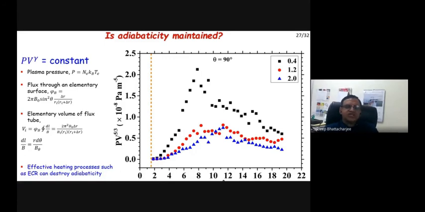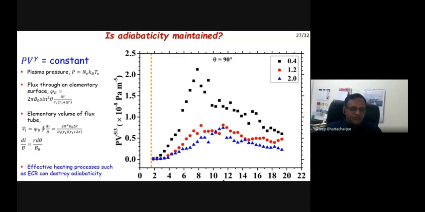So the last question is: is adiabaticity maintained? Remember, in the first slide or so, I talked about how dipole confinement is a very unique confinement. It follows PV to the power gamma is constant. Unlike a Tokamak confinement, which mainly follows magnetic shear and curvature and all that, here adiabaticity is very important. So what is P? P is the plasma pressure, and V is the flux tube volume.